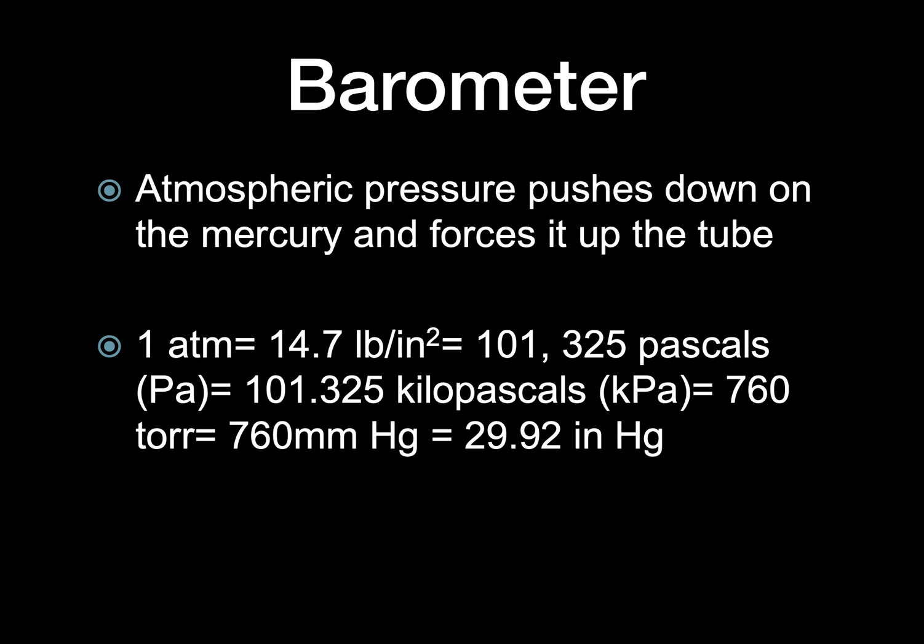So we see 1 atm is equal to 14.7 pounds per square inch, which is equal to 101,325 pascals, which is equal to 101.325 kPa, kilopascals, which is equal to 760 torr, which is equal to 760 millimeters of mercury, which is also equal to 29.92 inches of mercury. All of these values are equal to one another.